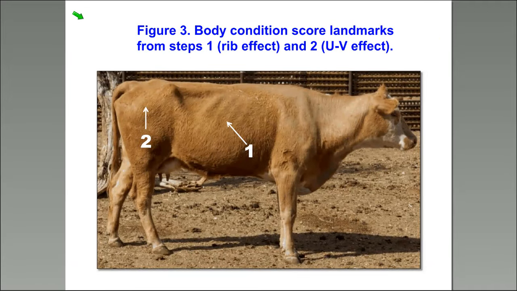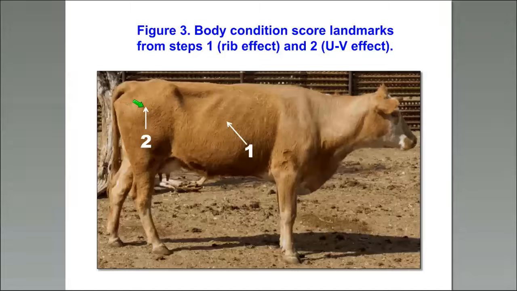So these are pictures that I've taken from an Arizona Extension publication. And so, again, we're looking at body condition and using it as a monitoring technique. We're going to start looking at these ribs first, and we'll simply call that the rib effect. Number 2 is an area we're going to call the UV effect.